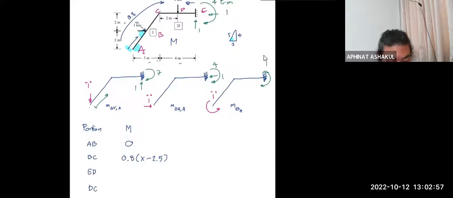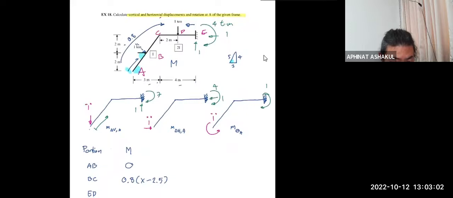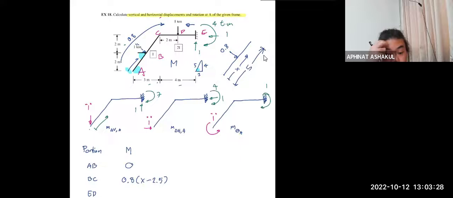If you're confused, maybe you can do it here. That's our diagram. That's 0.8, and our x begins here, and the entire length is of course 5 meters. Okay, so when we begin from there, this equation is applicable from x equal to 2.5 to 5, right?